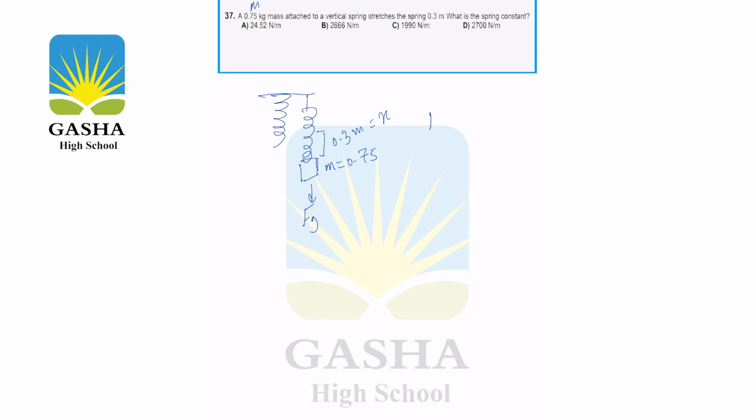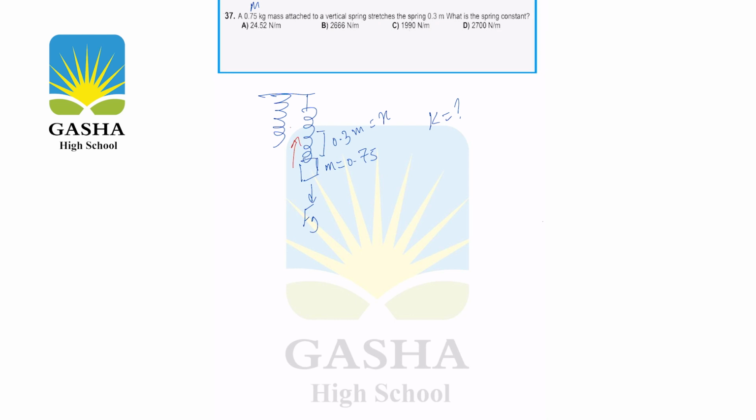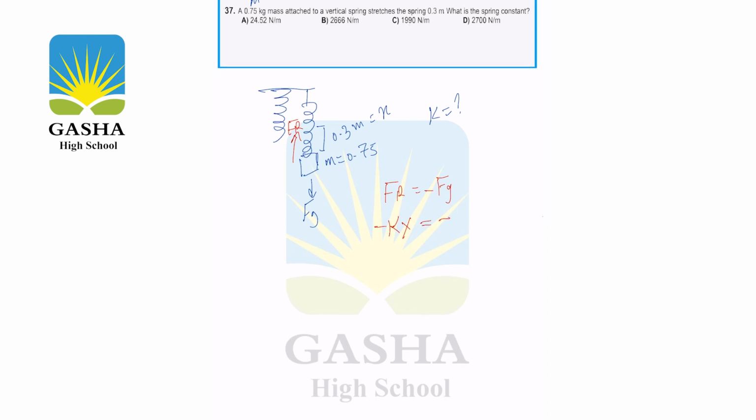What is the spring constant? So k is unknown. You have to know that we have a restoring force in this case, and it's always directed toward the equilibrium position, and restoring force is always equal to Fg, but in the opposite direction. You can solve the question in this way as well. And restoring force in a mass-spring system is equal to kx. Restoring force is elastic force in a mass-spring system, so equal to minus kx, and this minus belongs to x. k is always positive, minus Fg, and that's mg.